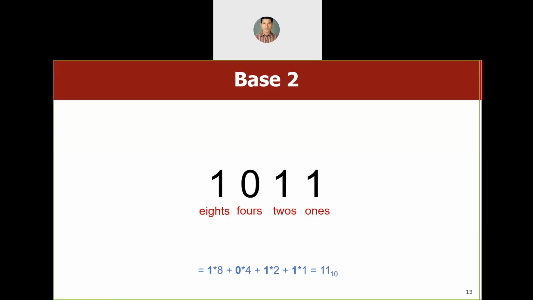So we have 2 raised to 0, which is 1, 1 into 1. 2 raised to 1 is 2, 2 into 1, 2. Then 2 raised to 2, which is 4, 4 into 0, 0. 2 raised to 3 is 8, 8 into 1. If you add all this, 8 plus 4 plus 2 plus 1, it is 11. It's 0 here actually.